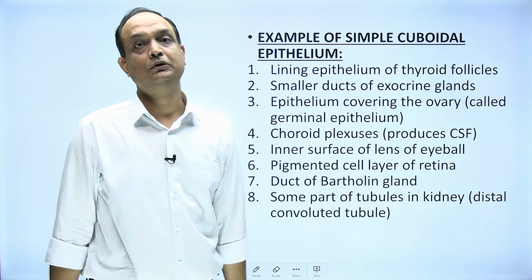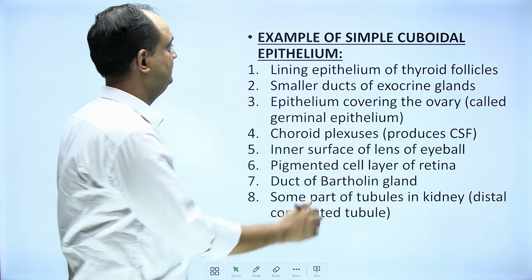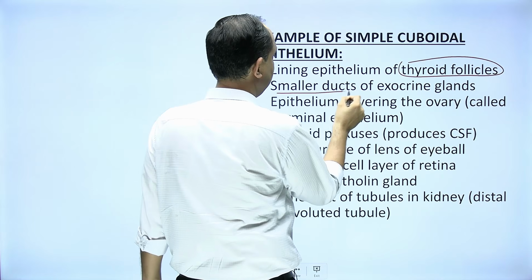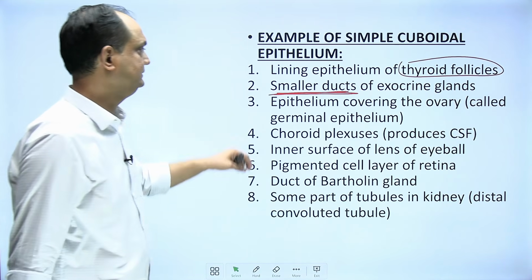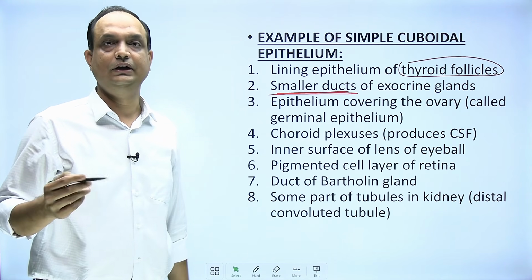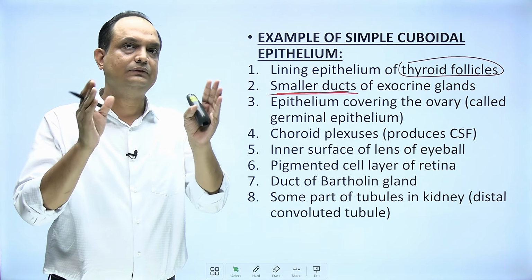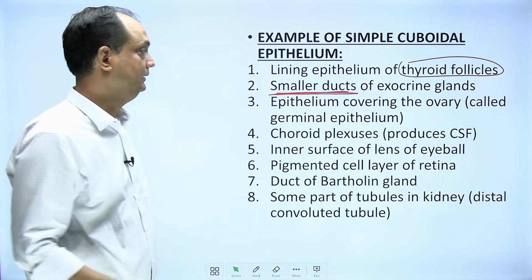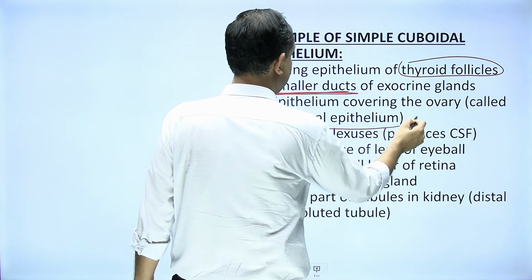Then you will have simple cuboidal. You know that cuboidal epithelium is in the thyroid follicles. Then you will find them in the smaller ducts of the exocrine glands. Then the ovary. Now when you will see the ovary, the outer surface of ovary is lined by the simple cuboidal epithelium, which is known as germinal epithelium.